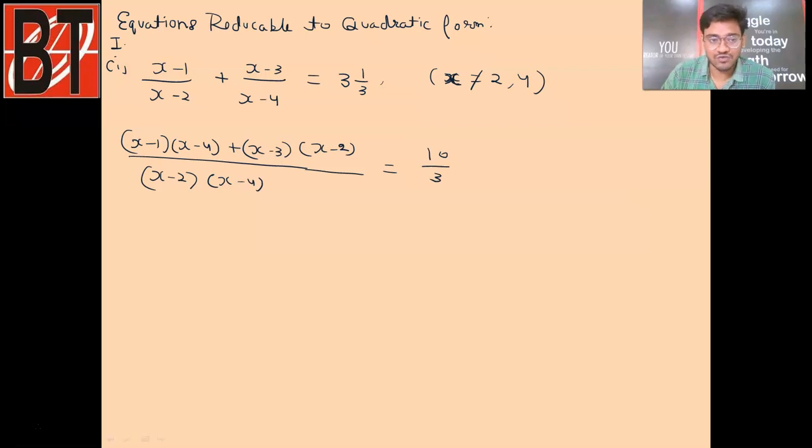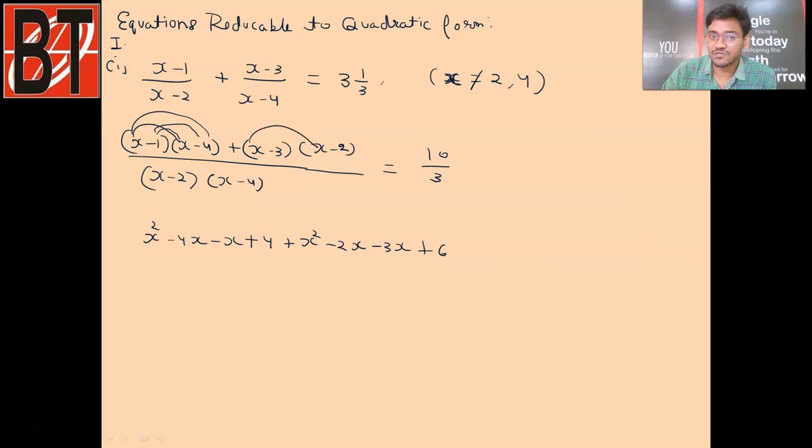Now students, you just need to multiply the brackets. So it will be x square, x into minus 4 is minus 4x, minus 1 into x is minus x, and minus 1 into minus 4 is plus 4. Again x into x is x square, x into minus 2 is minus 2x, minus 3 into x is minus 3x, and minus 3 into minus 2 is plus 6. I guess no problem students in multiplying the two brackets. I multiplied this to this first, then this to this, and so on, and the same I did here. No problem in multiplication.